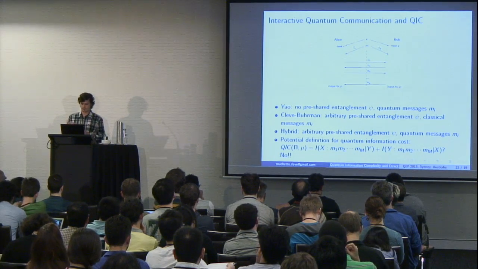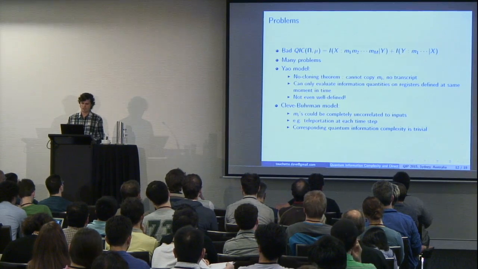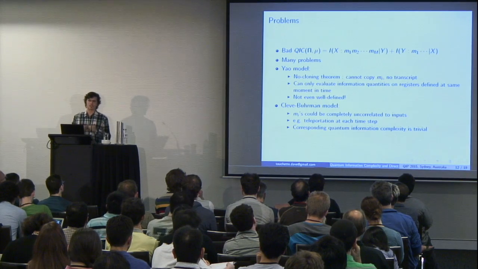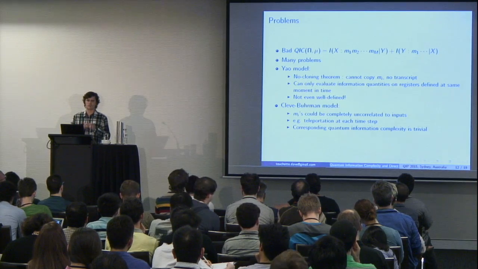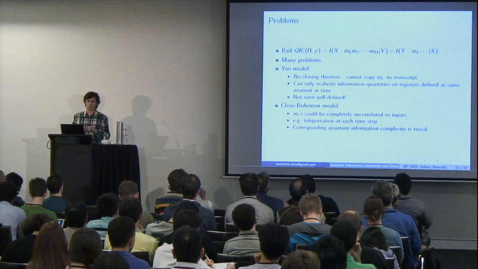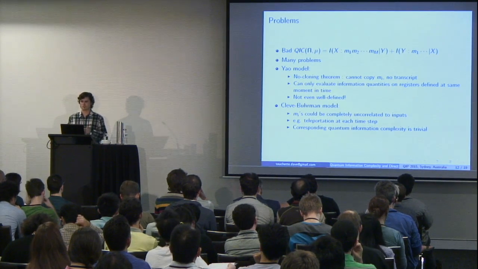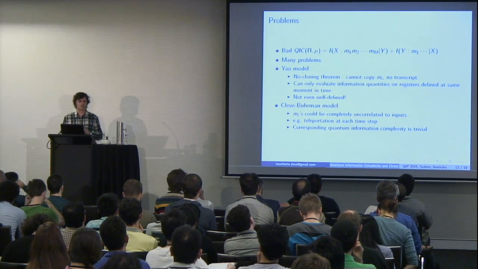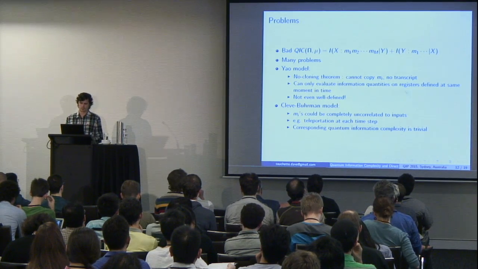Well, this doesn't provide a good definition for quantum information cost. It has many problems. For example, in the Yao model, due to no cloning, we cannot even make copies of the sequence of messages exchanged back and forth between Alice and Bob. So there's no real quantum analog of the notion of transcript, which keeps a copy of each message exchanged in the protocol. Since we can only evaluate information quantities that are defined at the same moment in time, this notion is not even well defined in the Yao model.